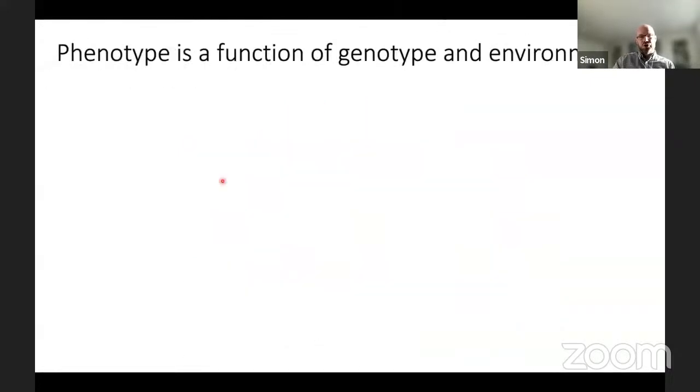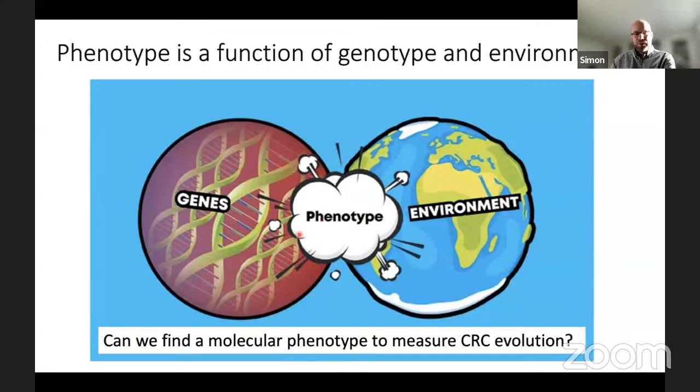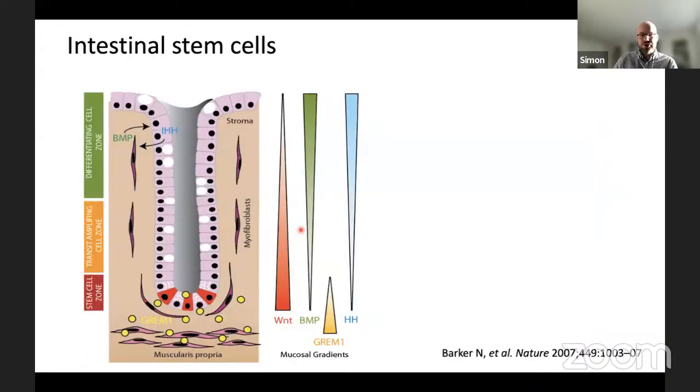So phenotype is not just a function of genotype, it's a function of both the genotype and the environment within which the cell sits. And really we need to remember that genotype is just one half of a big story. So Charlie's original paper looking at genetic heterogeneity at the time, really important, but perhaps not the whole story. So we've been asking the question recently: can we find a molecular phenotype with which to measure colorectal cancer evolution? And to do that, we've been focusing in on our area of interest, which is the intestinal stem cell.